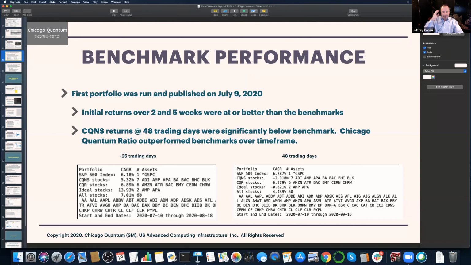But if I put it into perspective, 253 trading days versus 25 trading days moving forward, it's a 10%, and that felt good. The short-term trend of 10% seemed good. After 48 trading days, or about 20%, the Chicago Quantum Net Score started to behave differently. There was news. That kills you.